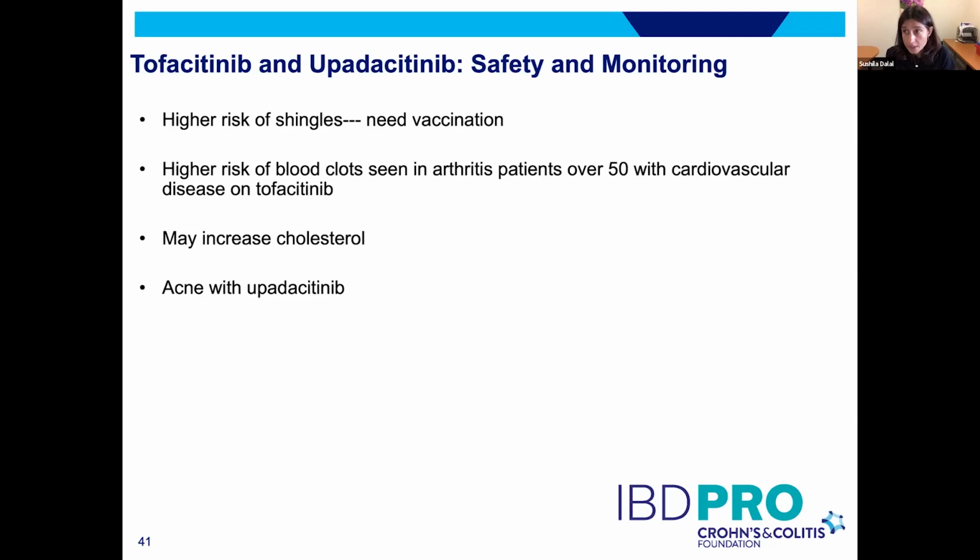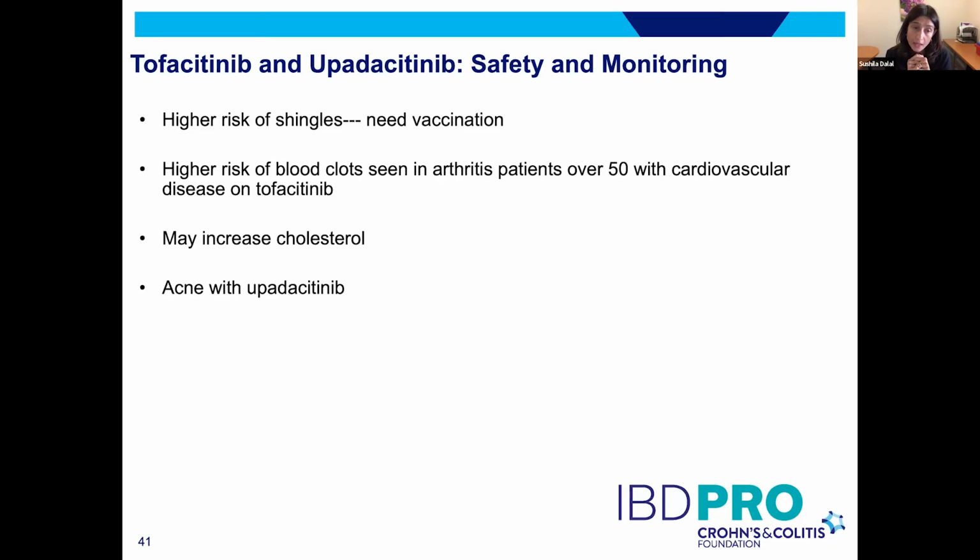So there is this blood clot risk data. This comes from rheumatoid arthritis patients who were over 50 and had cardiovascular disease, and it was from the long-term oral surveillance study of tofacitinib. So this data is not particular to IBD patients that are young and don't have heart disease on upadacitinib. We don't have that data, but this is a black box warning on all of JAK inhibitors at this point. I discuss it with patients, but I tell them I'm not sure how it relates to them in particular because they were not the studied patient population.